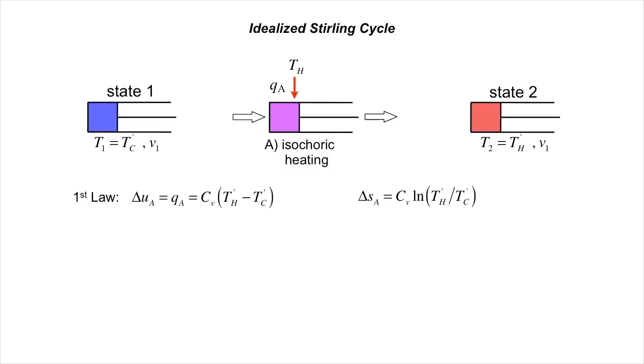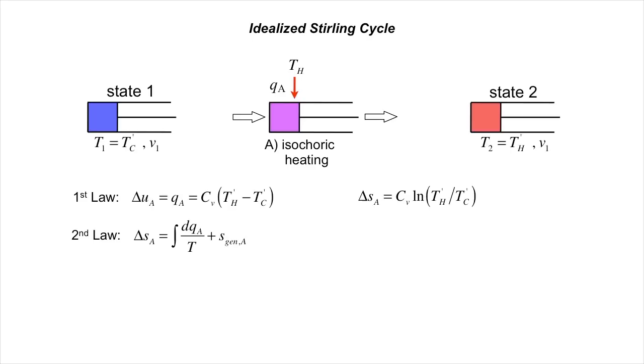Starting with step A, since there is no PV work for an isochoric transformation, the first law tells us that the heat is given by delta U, which is Cv times the total temperature change of the gas, Th prime minus Tc prime. Likewise, delta S is Cv log Th prime over Tc prime, since the transformation is isochoric. According to the second law, this total change in entropy, which we already know from the endpoints, must be composed of heat flows plus entropy generation.